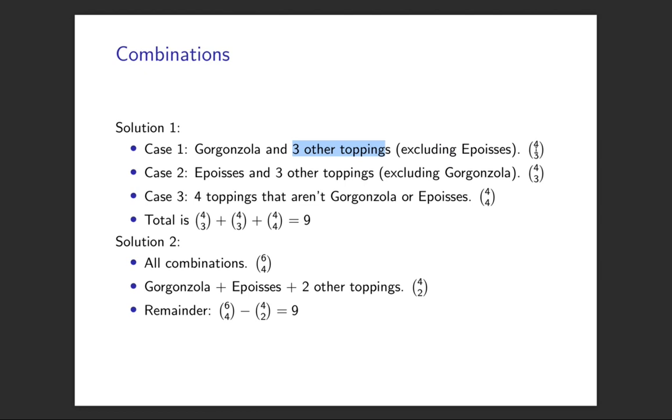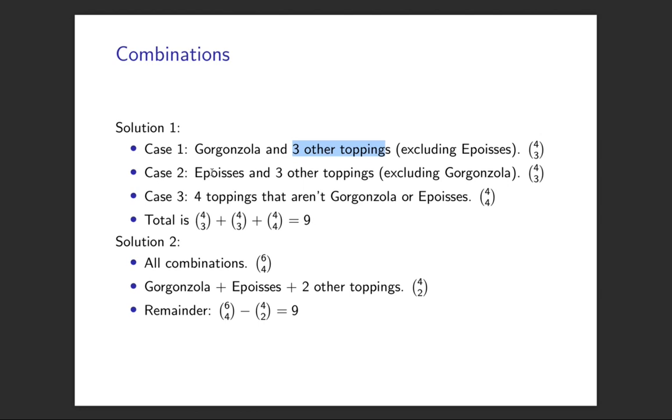It's 4 choose 3 ways of having Gorgonzola and 3 other toppings. Epoise and 3 other toppings, exactly the same, 4 choose 3. And the third option is that we have no cheese, right? We just have 4 toppings that aren't cheese. Now, remember we had 6 toppings. If we remove the 2 cheeses, there's only 4 toppings left. So it's 4 choose 4. And then we just add them up. That gives us our 3 different sets of options, and that gives us 9.